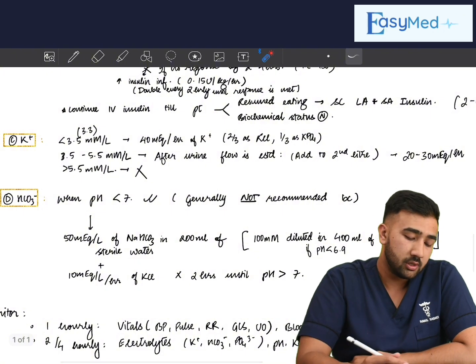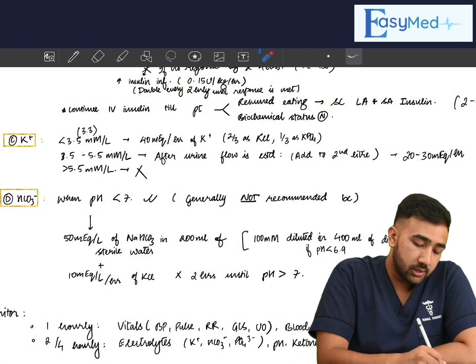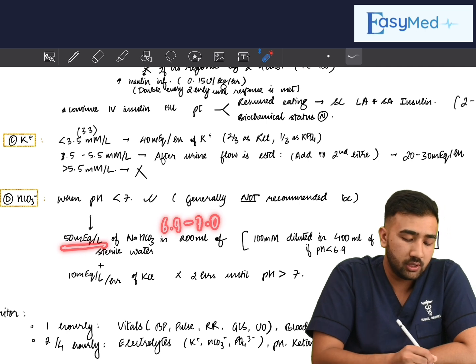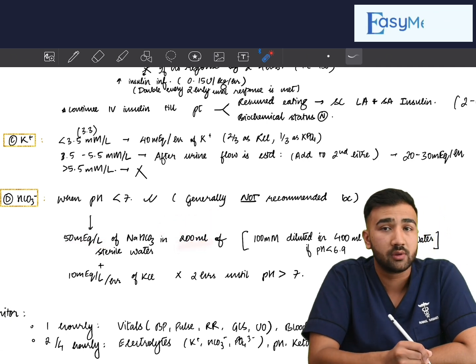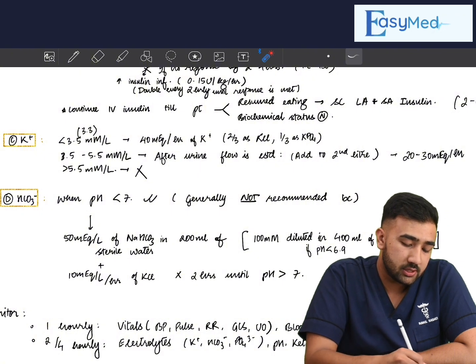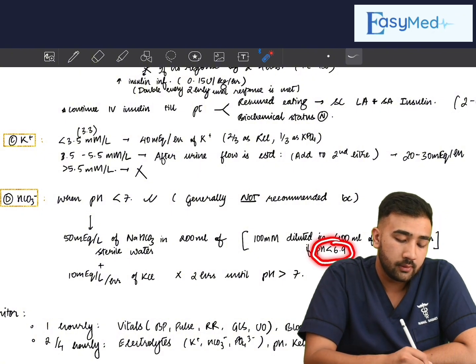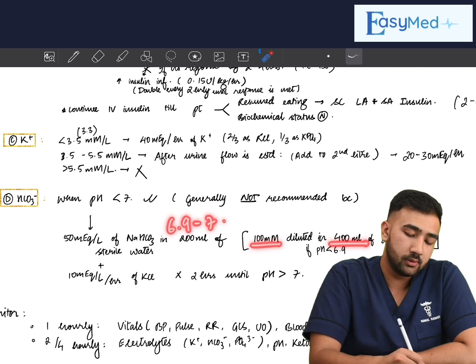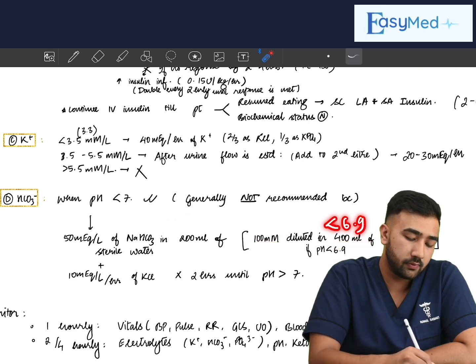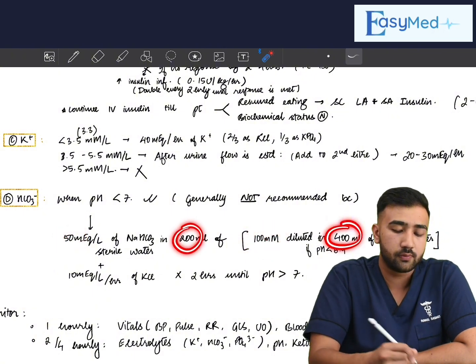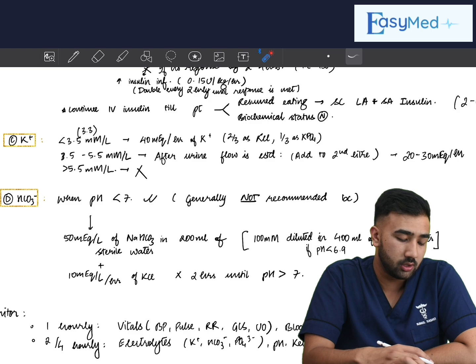When we give bicarbonate, if the pH is between 6.9 to 7.0, we give 50 milliequivalent in 200 ml of sterile water, distilled water. And if it's less than 6.9, then we give 100 in 400 ml. So ठ्याक्कै यो 6.9 to 7 भन्दा चाहिँ नि less than 6.9 भएपछि नि यो भ्याल्युहरू चाहिँ डबल हुन्छ है. 50 को सट्टा 100 and 200 ml को सट्टा 400 मा डाइल्युट गरेर दिनु पर्यो.